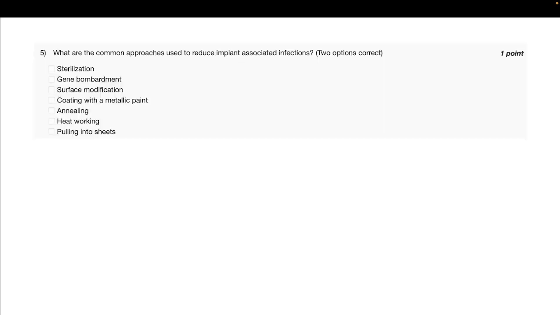Next question was, what are the common approaches used to reduce implant associated infections? The correct answer was sterilization and surface modification. So both of these ways are used to reduce any infection, any bacteria which might be present even before doing your surgery. So surface modification we discussed, making the surface hydrophilic and making the surface smooth.